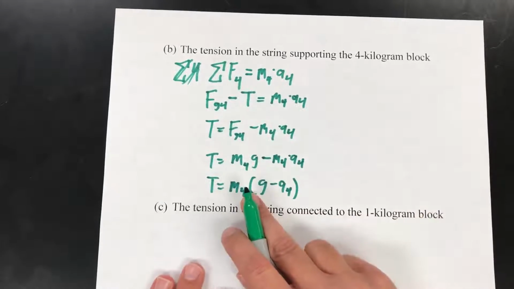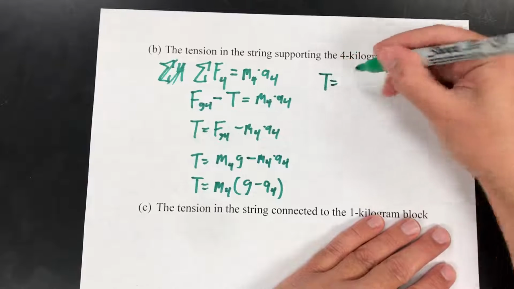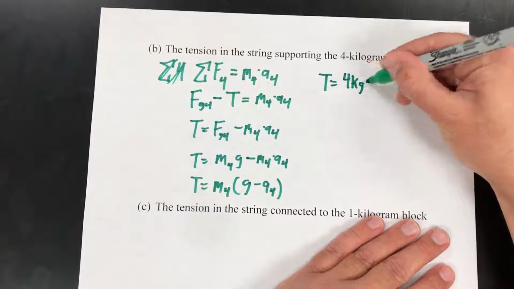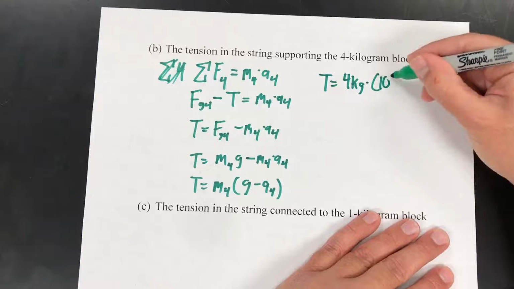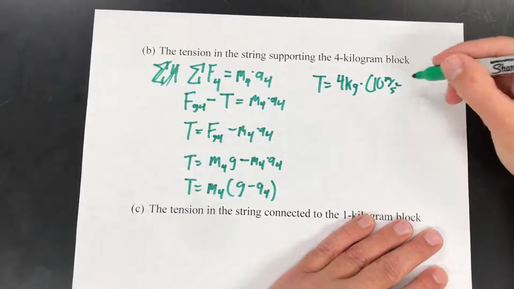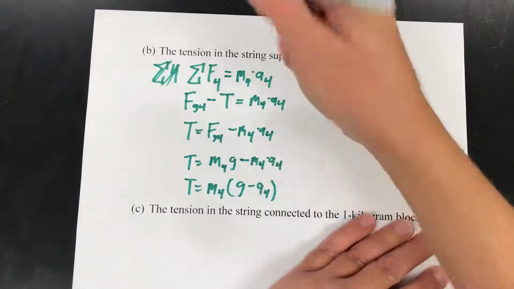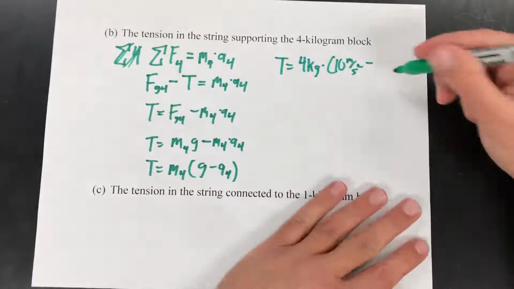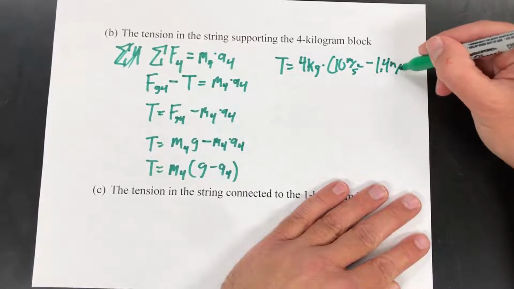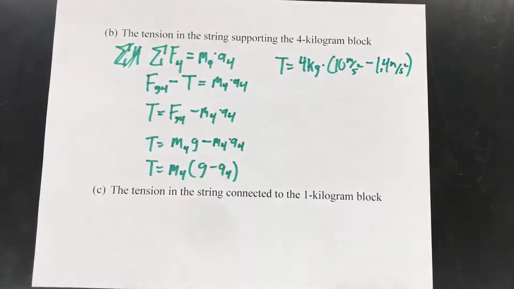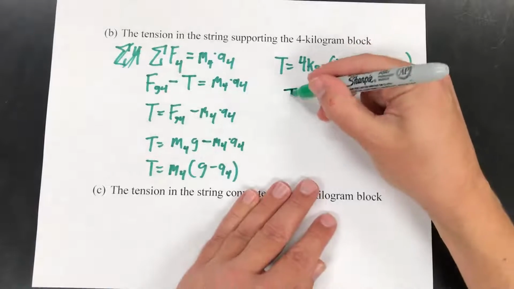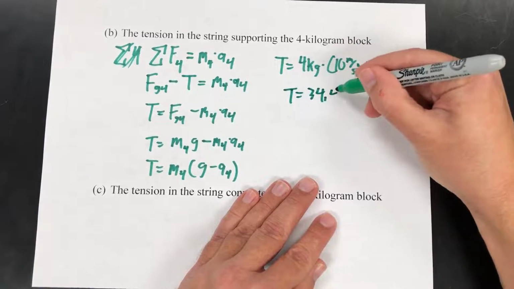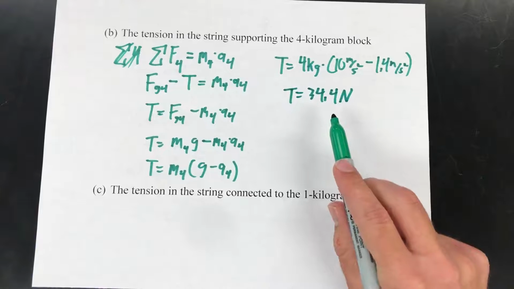So now we can plug in here and solve. The tension is equal to the mass of 4, which is 4 kilograms, multiplied by gravity, which is 10 meters per second squared, minus the acceleration. And we solve for this over here. Remember, it is 1.4 meters per second squared. So this will be 1.4 meters per second squared. And then you take 10 minus 1.4 times 4, and you get 34.4. So the tension is 34.4 newtons.